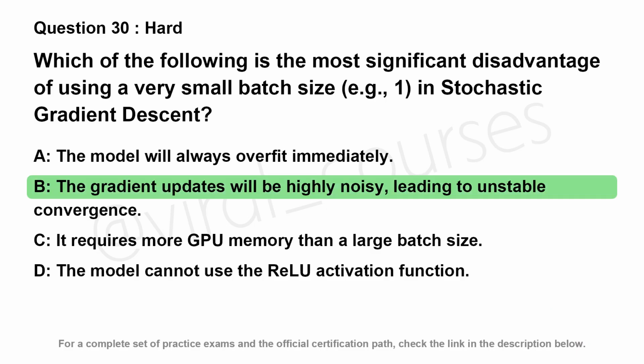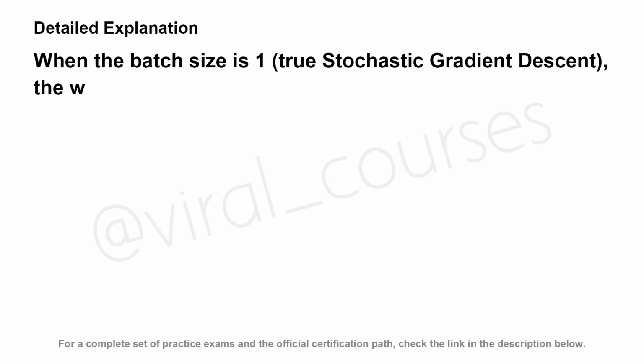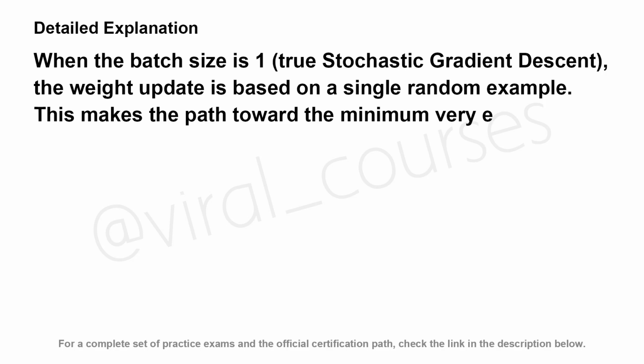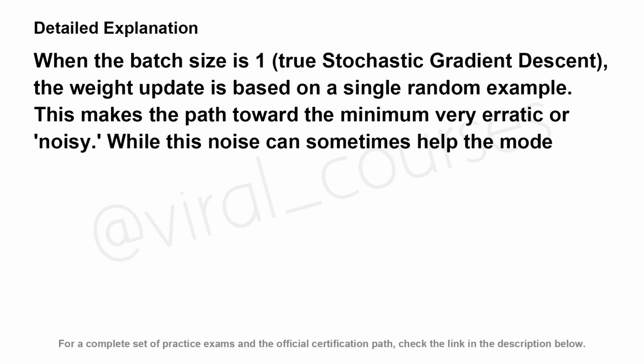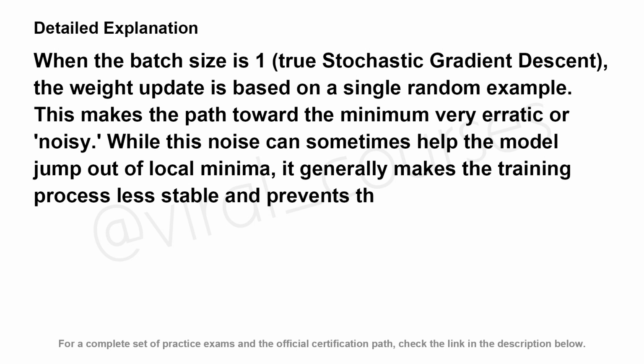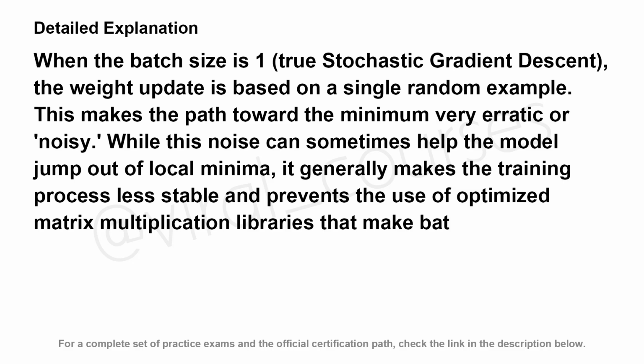The correct answer is B. When the batch size is 1, true stochastic gradient descent, the weight update is based on a single random example. This makes the path toward the minimum very erratic or noisy. While this noise can sometimes help the model jump out of local minima, it generally makes the training process less stable and prevents the use of optimized matrix multiplication libraries that make batch training much faster.